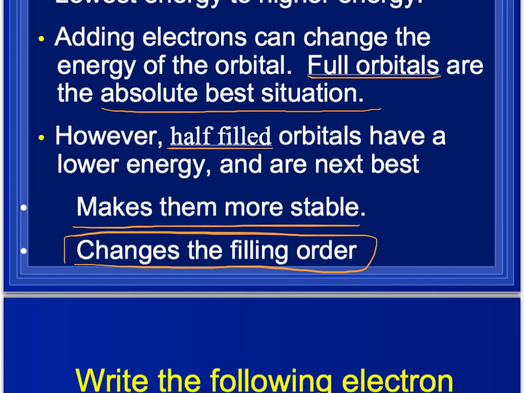Tomorrow in class, we're going to go ahead and learn how to write a configuration for each element on the periodic table. We are going to see some examples where this change to filling occurs. Please make sure you write down any questions that you have from tonight's video.